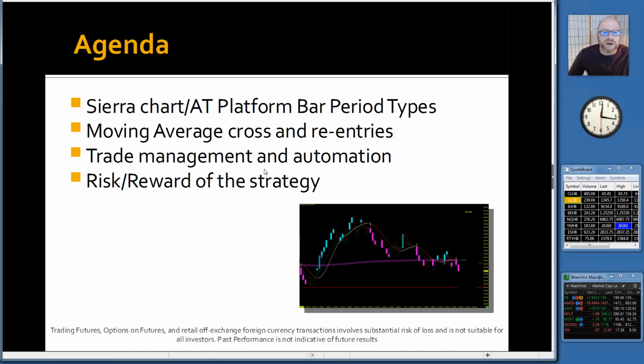All right, so this is what we're going to cover today. We're going to cover the Sierra Chart platform and the bar period types that you can use to trade this strategy, the focus really being on volume-based bars today. The moving average crossovers, what do I do on re-entries? How do I use trade management? Can I automate this? Is this a possibility? And what is the risk reward of the strategy itself?